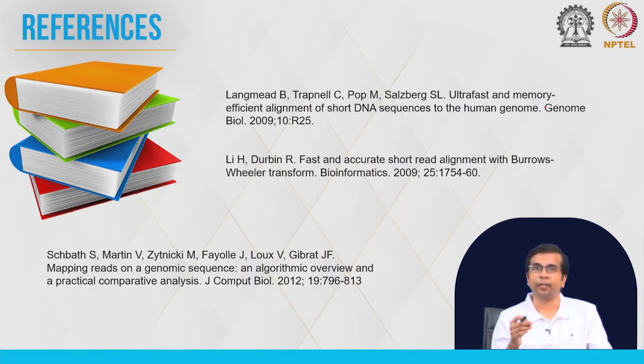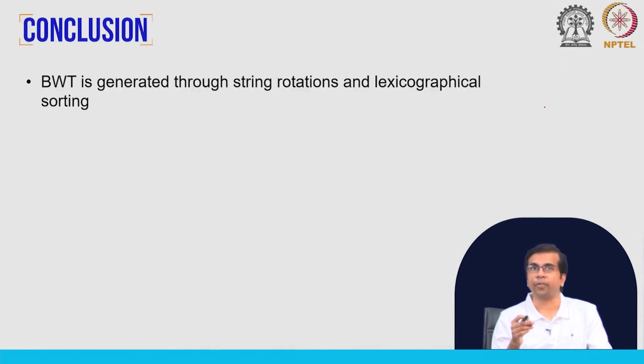These are the references that we have used. So what we have seen is that we can generate this Burrows-Wheeler transform through string rotations and lexicographical sorting. We have talked about 3 steps, starting from the reference sequence. One is addition of this dollar sign, and dollar is lexicographically smaller than all the letters in the alphabet. Then we do the string rotations. We generate all possible rotations until we reach the original string, we come back to the original string.